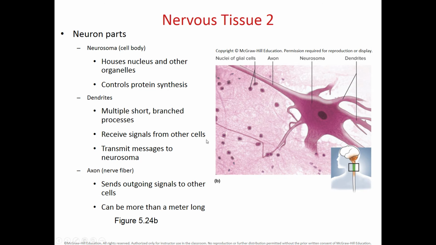Okay, so what are the parts of the neurons? This is the body or neurosoma, and it is where you have several organelles, including the nucleus, and it helps to control the synthesis of proteins. We have extensions of the soma that we call dendrites, which can be compared to branches of a tree. These dendrites receive signals from other cells, and then they transmit them to the neurosoma, which is the body. And then you have a long extension, which is called the axon or nerve fiber, that sends out signals to other cells, and some of these axons can be as long as 1 meter, a little bit over 1 yard.